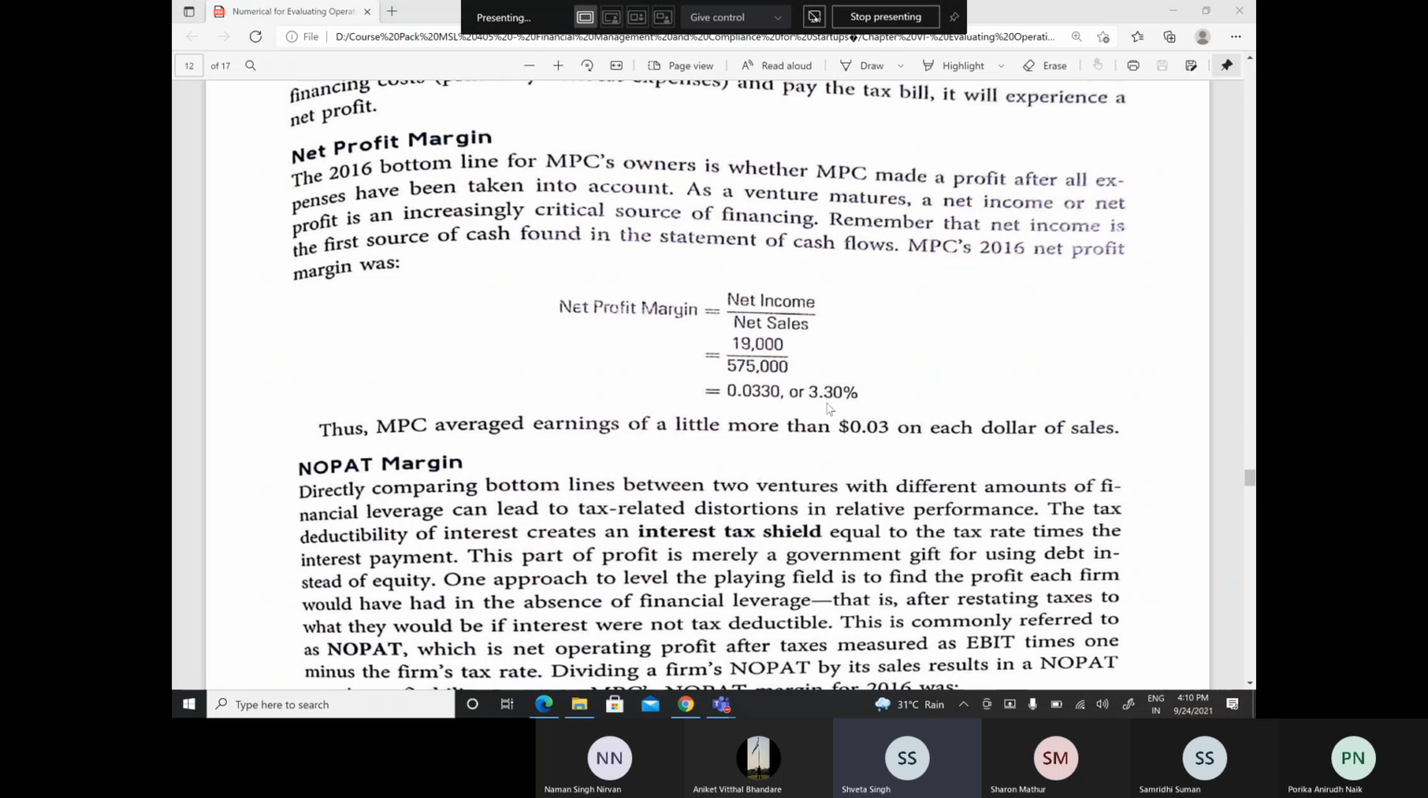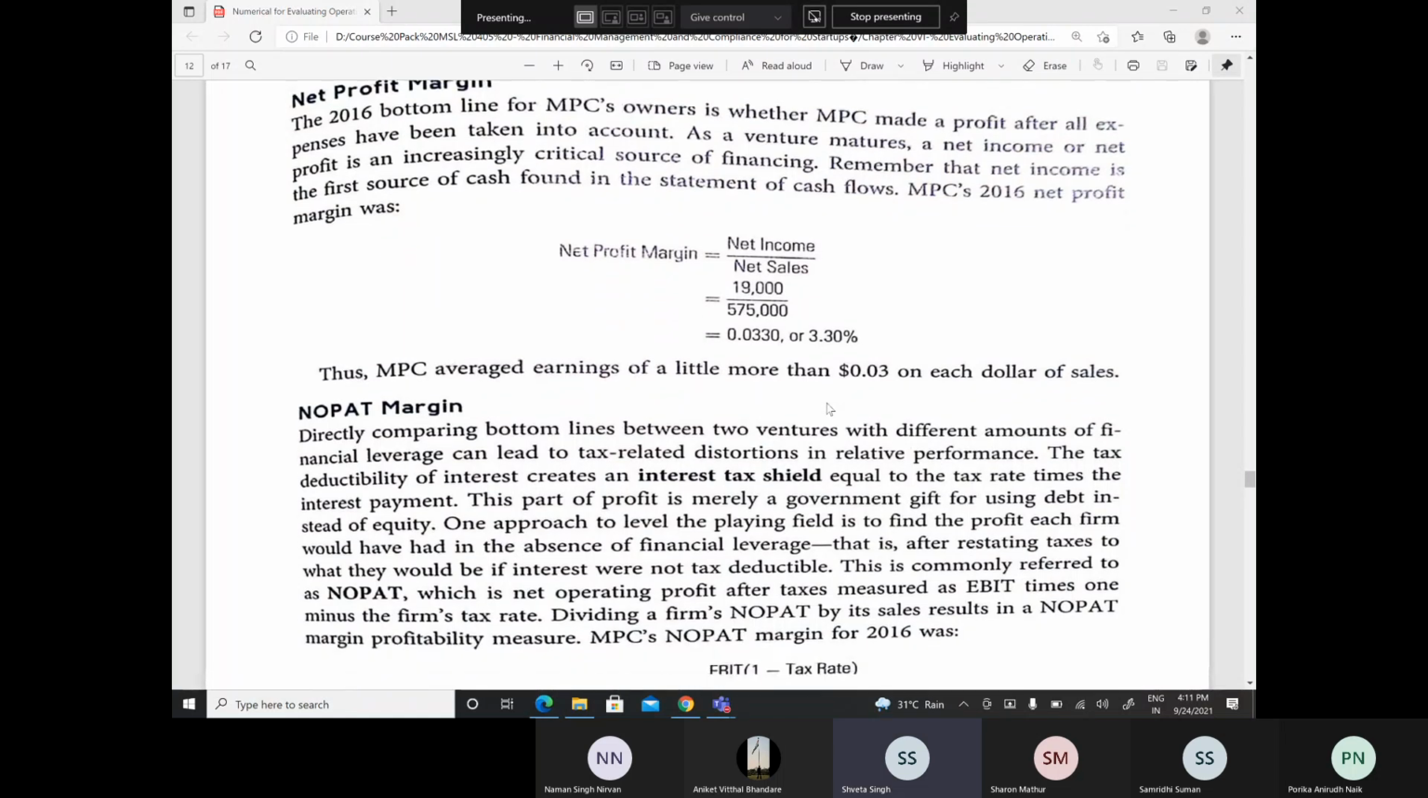Now, the reason why I'm saying this is because even today, if you put your money in a savings bank account, even that will give you more than 3.3%. Okay. So why should you undergo taking a lot of risk, setting up a new company and everything, when it is eventually only going to give you 3.3%? So MPC averaged earnings of little more than 0.03 or 3 cents on each dollar of sales.